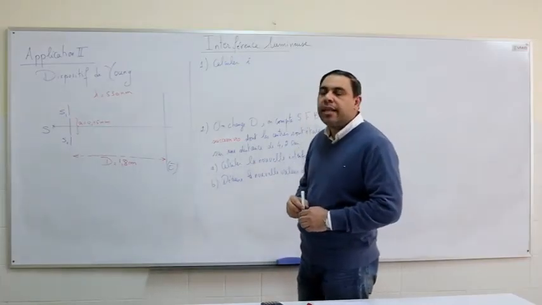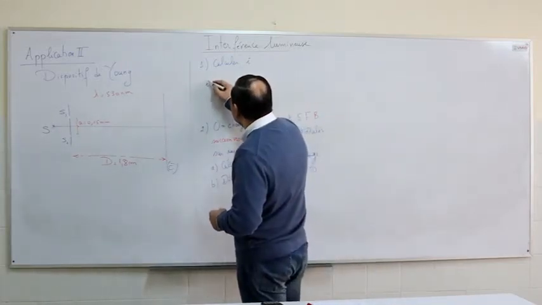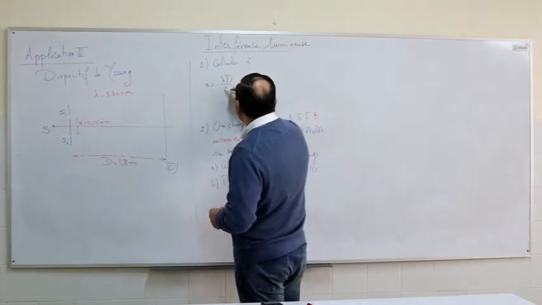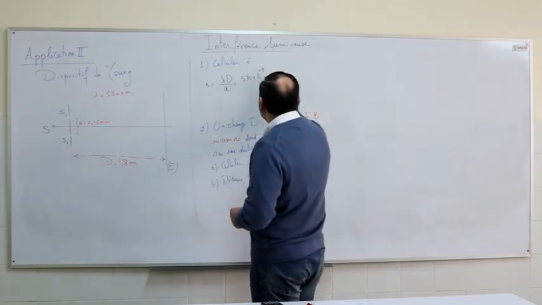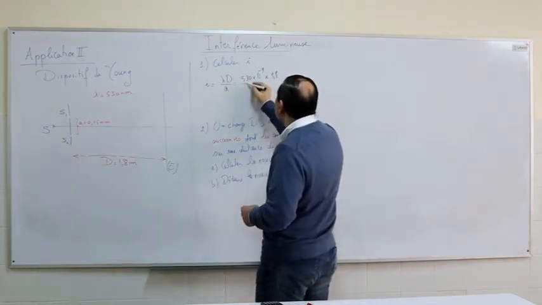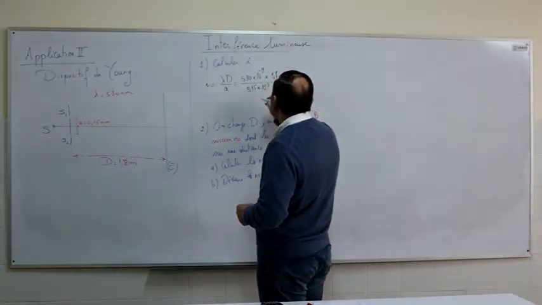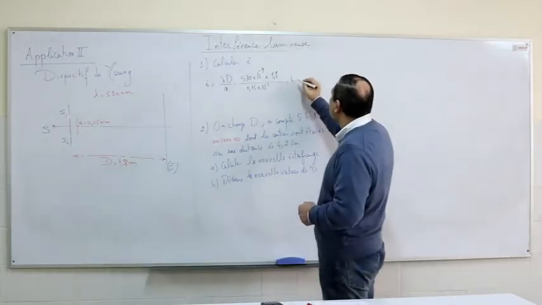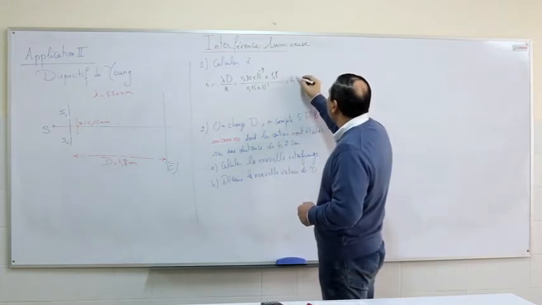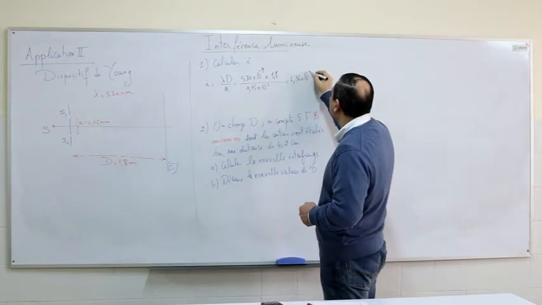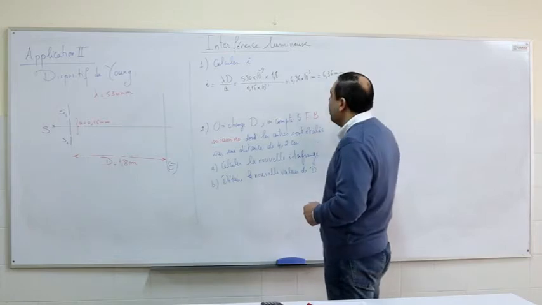Part 1. In the first part, we have to find the interfringe distance I. So how can we calculate it? We use the formula I equals lambda D over A, which is 530 times 10 exponent minus 9 times 1.8 over 0.15 times 10 exponent minus 3. And the answer is 6.36 times 10 exponent minus 3 meters, or 6.36 millimeters.